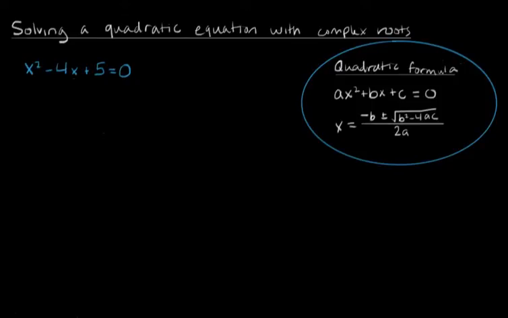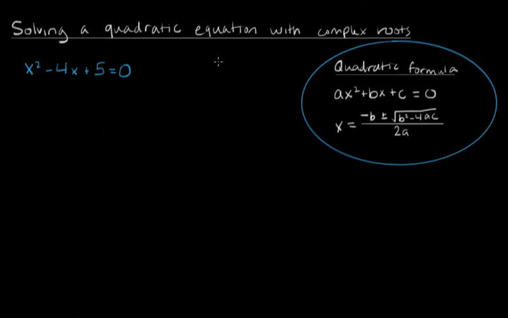In this video, I want to talk about how to solve a quadratic equation with complex roots. To do that, we're going to use the quadratic formula, and the quadratic formula says that if we have an equation ax² + bx + c = 0, then the solutions to that equation are x equals negative b plus or minus the square root of b² minus 4ac, all over 2a.